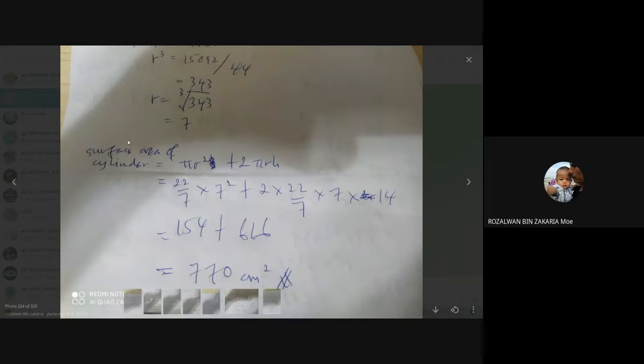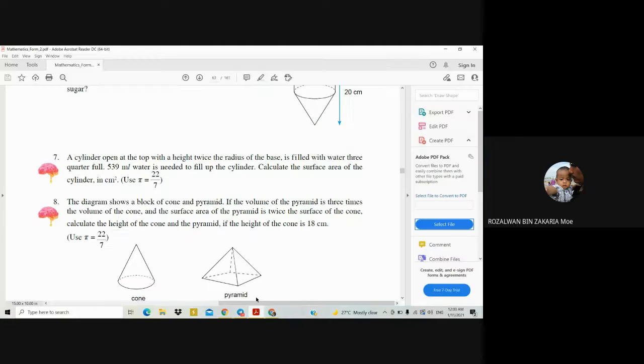To find the surface area of the cylinder, you have to remember the formula, which is 2 pi r squared plus 2 pi r h. But in the question, it is already mentioned that the cylinder is open. Look at the question here: a cylinder open at the top. That means at the opening, we don't have a surface.